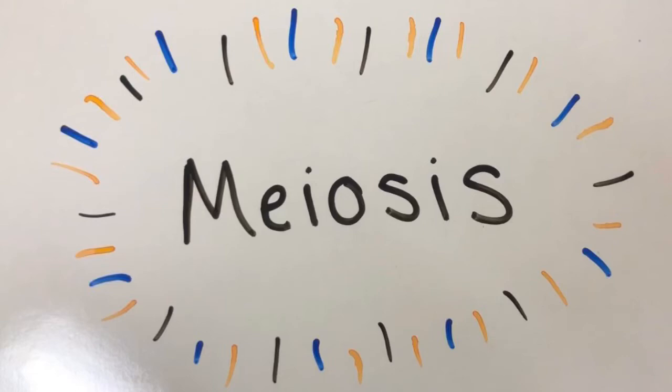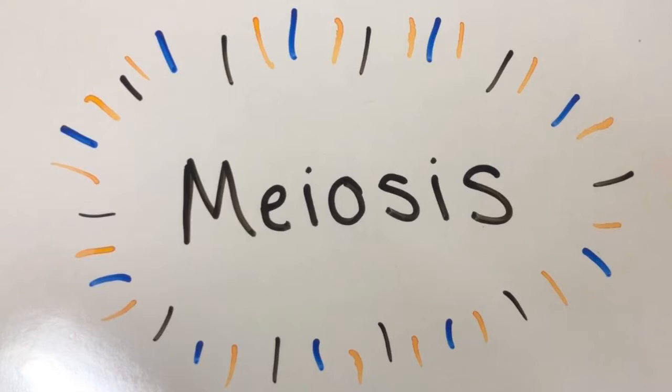Meiosis is a process in which one cell divides twice to create 4 unique daughter cells. These cells contain half of the parent cell's genetic information. These daughter cells are called our sex cells. In females, they're eggs, and in males, they're sperm.